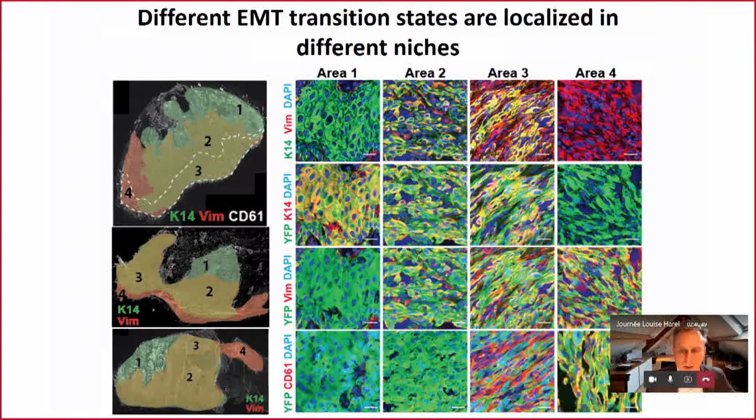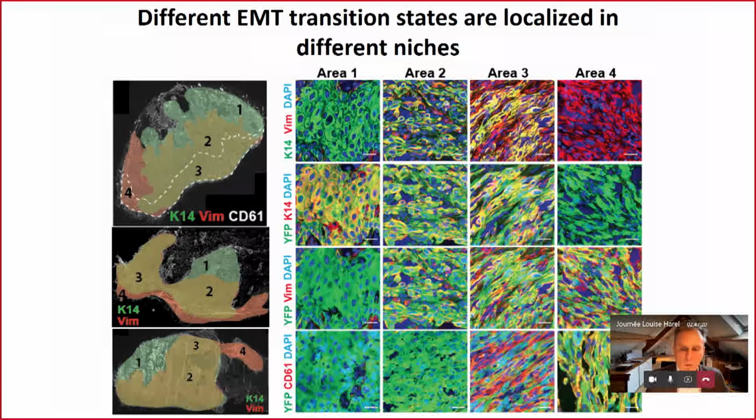Another interesting finding was the fact that these different EMT populations were not all mixed up within the tumor, and they were still localized in discrete regions of the tumor. And you see here there are at least 4 different regions that can be seen by their morphology, by their co-expression of epithelial or mesenchymal markers, and by the amount of cell adhesion that you can find.